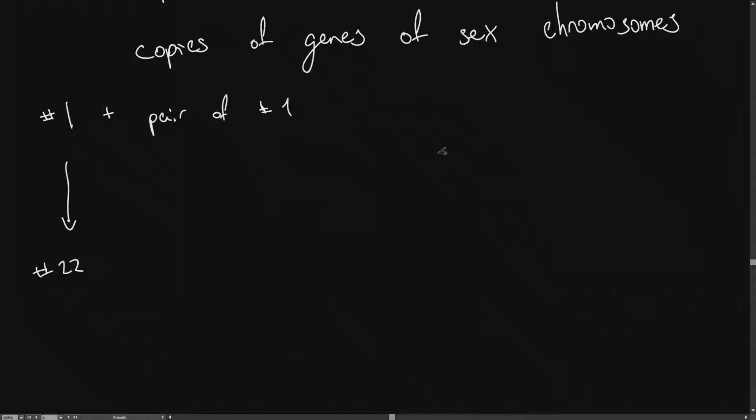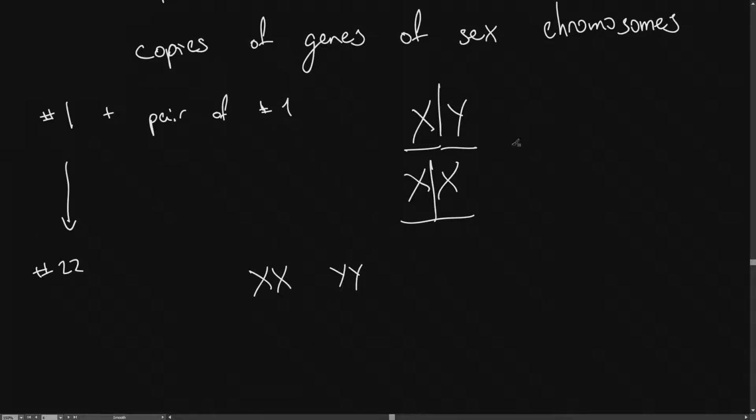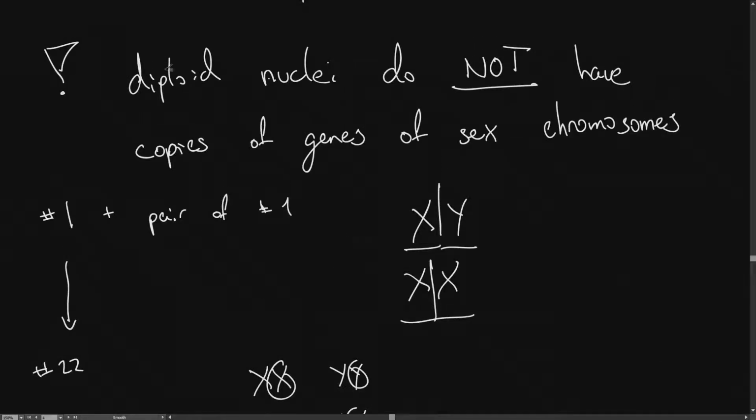But once we get to number 23, our sex chromosome, so either XY or XX, you have one chromosome from the mother and one chromosome from the father in both cases. And so you do not store two, let's say, X chromosomes from your mother plus two Y chromosomes from your father if you're a boy. You don't store two X chromosomes from your mother and two X chromosomes from your father if you're a girl. You will only have one of each. And this means that you do not have the pairs of the sex chromosomes. So here, diploid nuclei do not have copies of genes of sex chromosomes.